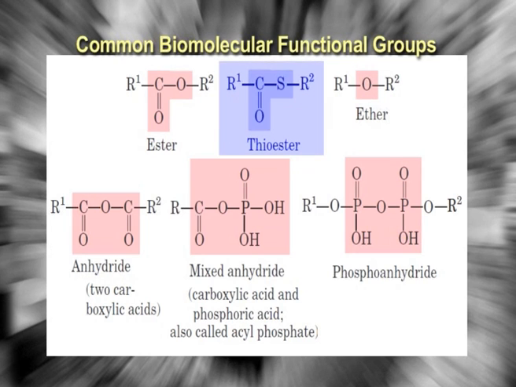Thioester, carboxylic acid and sulfhydryl group. Then ether, 2 alcohols. Anhydride, 2 carboxylic acid groups. Mixed anhydride, combination of carboxylic acid and phosphoric acid. Phosphoanhydride, combination of 2 phosphoric acid. So new functional groups can be generated by combining different other functional groups.